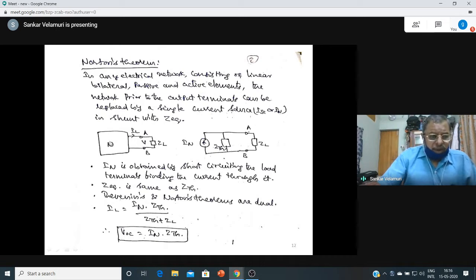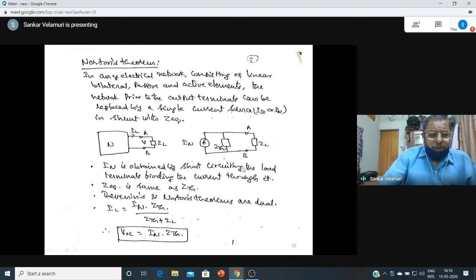This is the network in a black box that is being shown. AB are the terminals for the load, ZL is the load impedance, IL is the load current, and V is the output voltage across the ZL. So the equivalent Norton's current is IN in parallel with this Z Thevenin. Z Thevenin is the same as Z equivalent, so we don't represent that separately.